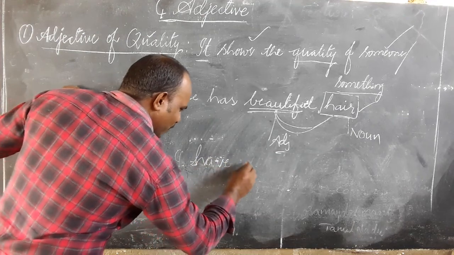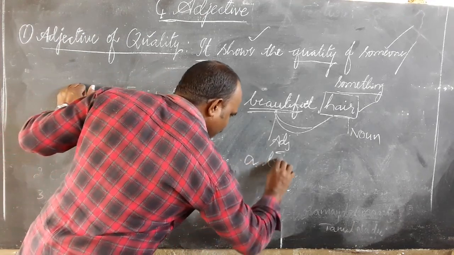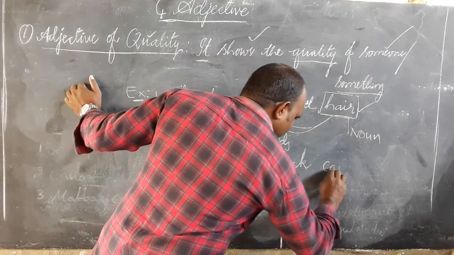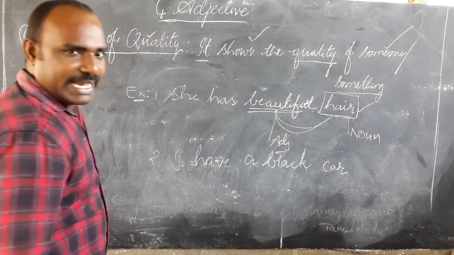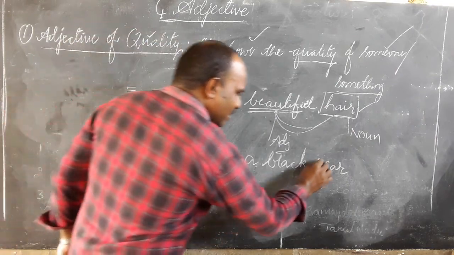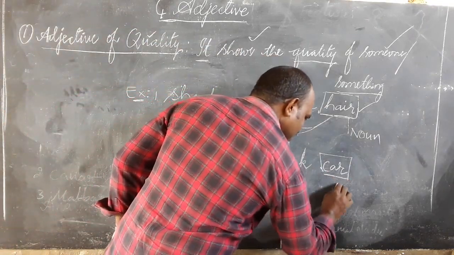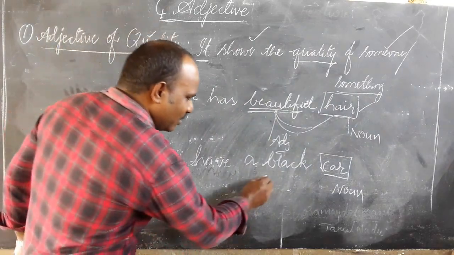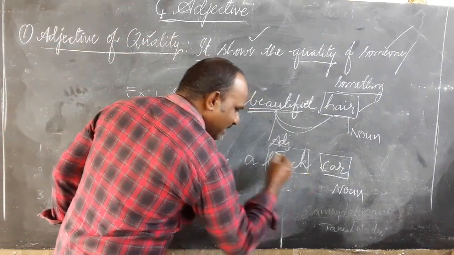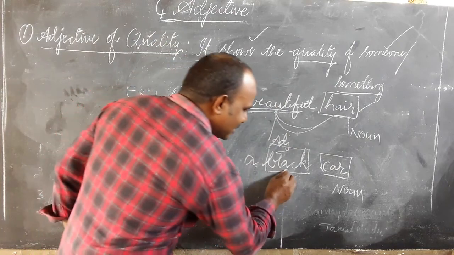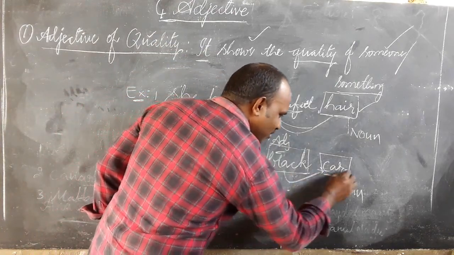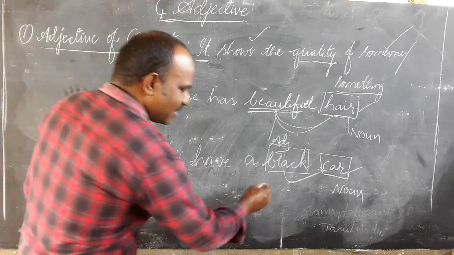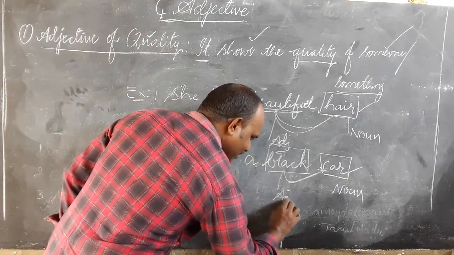I have a black car. You see, car is a noun, a common noun. Here look at this word black, B-L-A-C-K. Black is describing or talking about car. What kind of car do I have? I have a black car. See, black is an adjective.